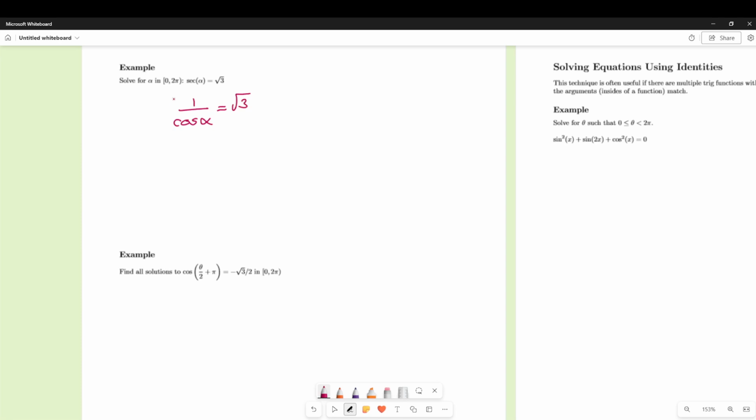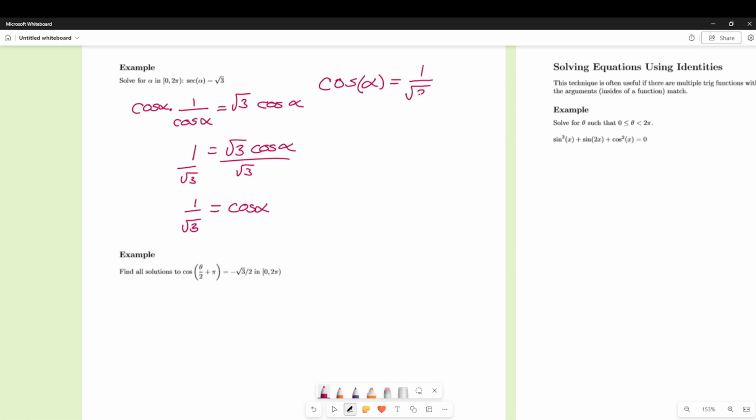And then if we wanted to, I don't like having that in the denominator, so I'm going to multiply both sides by cosine alpha. So we'll get 1 equals the square root of 3 cosine alpha. Then divide both sides by the square root of 3. Now we get 1 over the square root of 3 equals cosine alpha. So we've changed this secant problem into a cosine problem that we can solve.